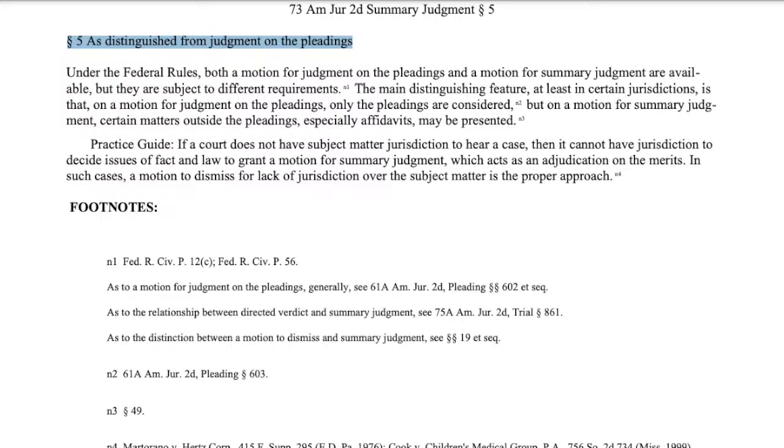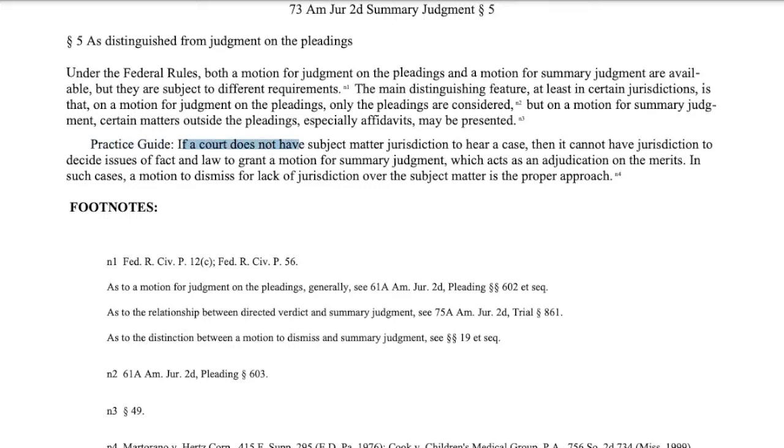So we can continue. Under the federal rules, both a motion for judgment on the pleadings and a motion for summary judgment are available, but they are subject to different requirements. The main distinguishing feature, at least in certain jurisdictions, is that on a motion for judgment on the pleadings, only the pleadings are considered. But on a motion for summary judgment, certain matters outside the pleadings, especially affidavits, may be presented. Wow, so practice guide.